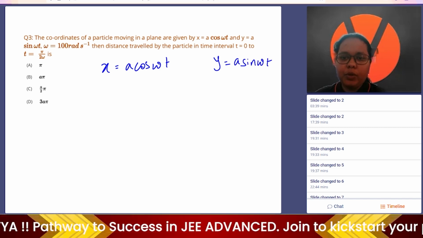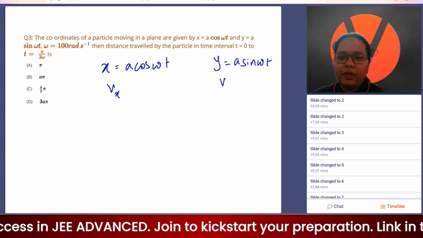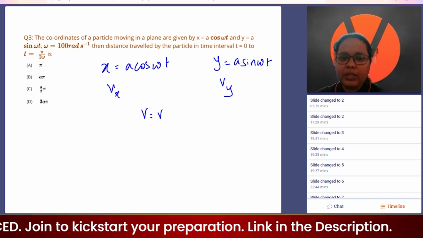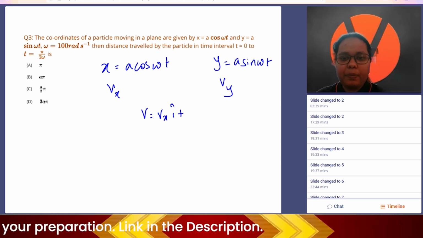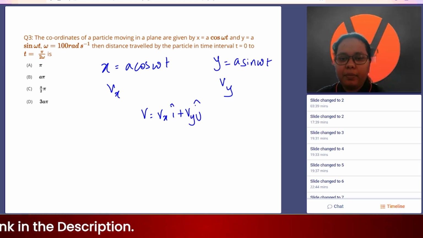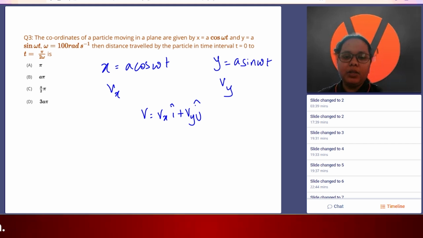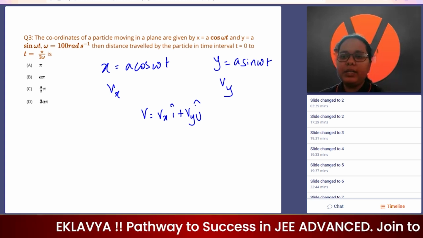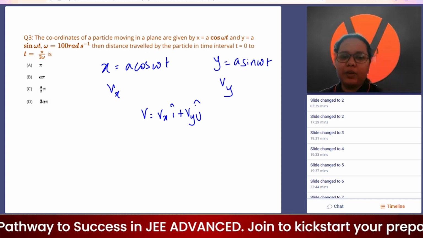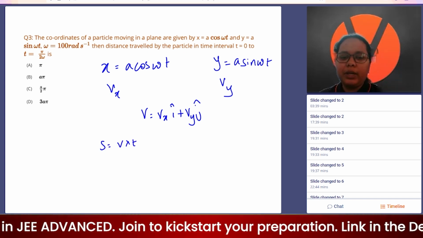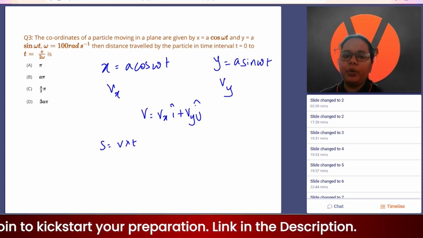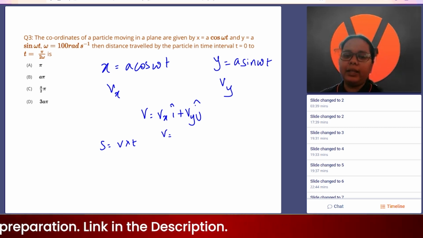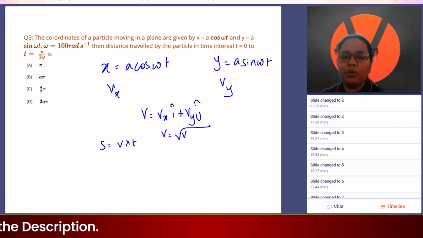In this, what you can do is find out Vx and Vy. So velocity will be Vx i cap plus Vy j cap. Okay, right? Now they are asking the distance travelled. Velocity is equal to what we know, distance by time. So distance is equal to velocity into time, right? So you need to find out Vx, Vy and the magnitude of this, so root of Vx square plus Vy square.